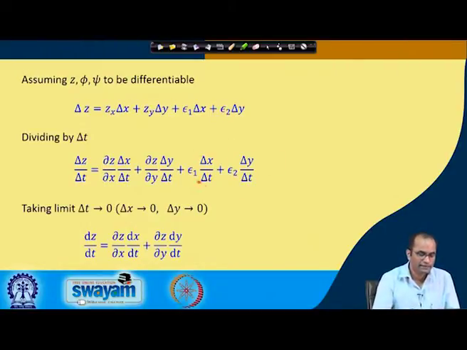So, assuming again that these derivatives exist and they are finite numbers, when delta x and delta y go to 0, epsilon 1 will go to 0 and epsilon 2 will go to 0. Then these expressions, epsilon 1 delta x over delta t and epsilon 2 delta y over delta t, will both go to 0. So, we have only these three terms here. So, dz over dt we can find directly in terms of the partial derivatives of z and the ordinary derivatives of x and y.